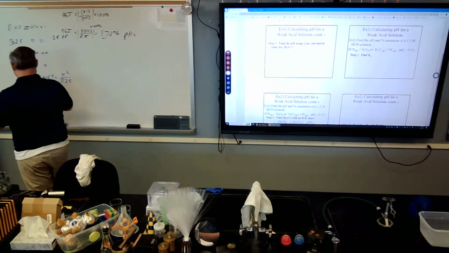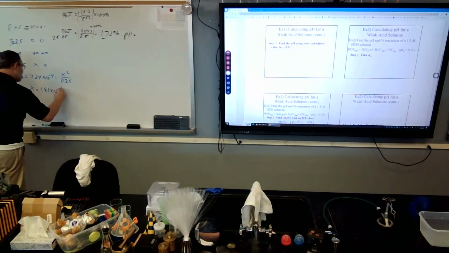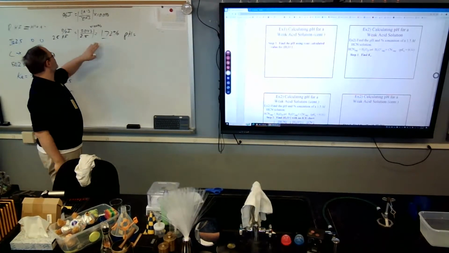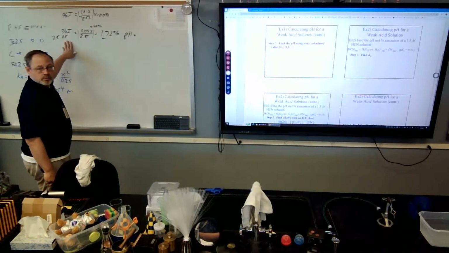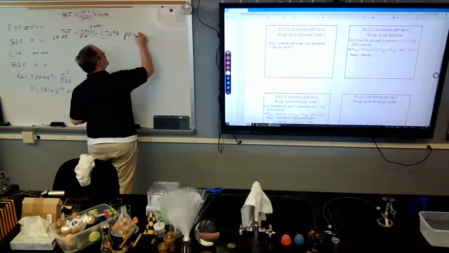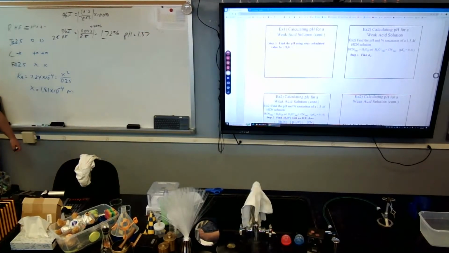1.81 times 10 to the negative 4. Of course, it's molar. And what was the pH of our 2.5 molar solution from the previous exercise? 1.37. Now, notice what happens when we dilute the weak acid by 10.